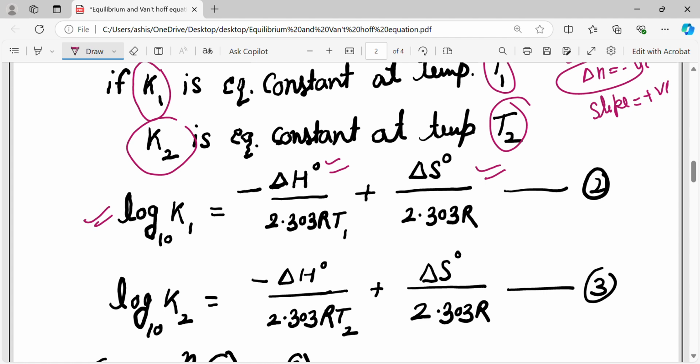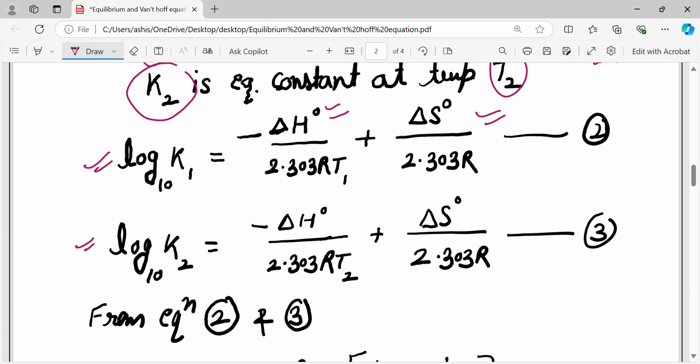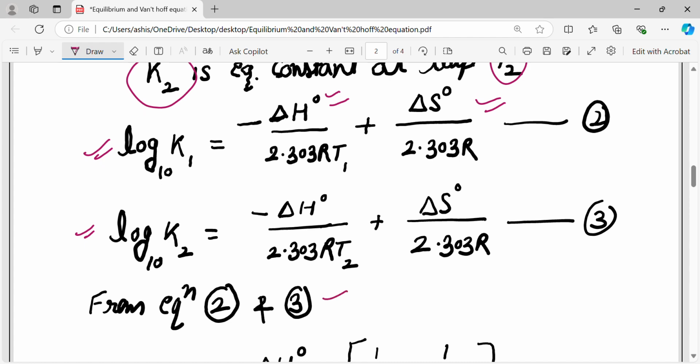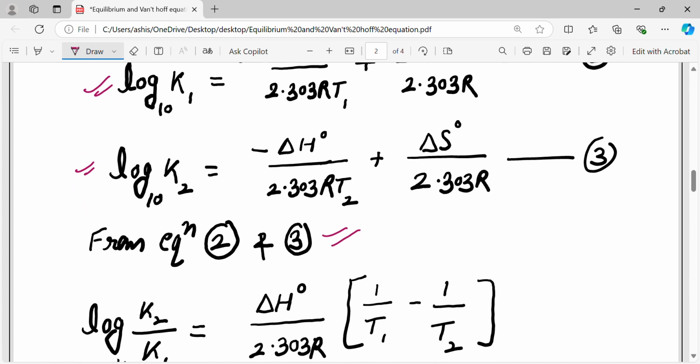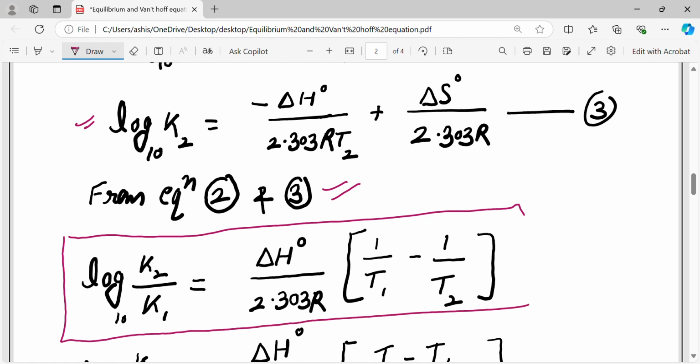At T2 temperature, we assume that the equilibrium constant is K2. So for log K2, the equation will be log K2 is equal to minus delta H naught divided by 2.303 RT2 plus delta S naught divided by 2.303 R. From equations 2 and 3, we will get the equation log base 10 K2 upon K1 is equal to delta H naught upon 2.303 R into (1 by T1 minus 1 by T2).